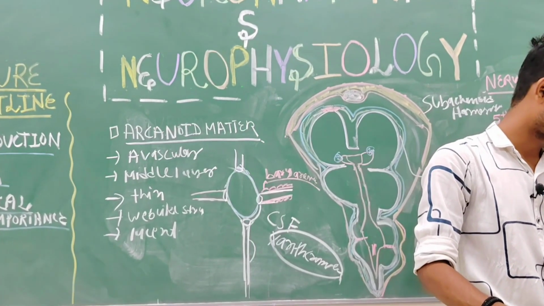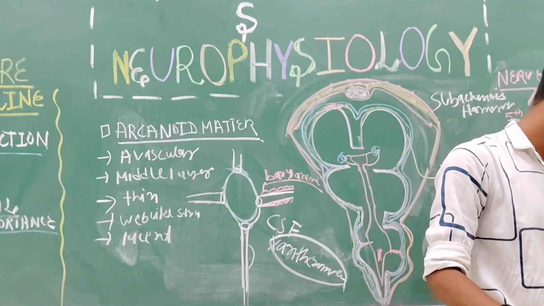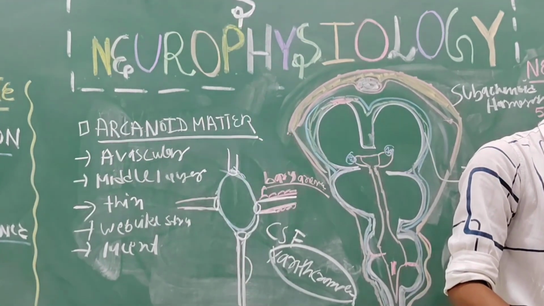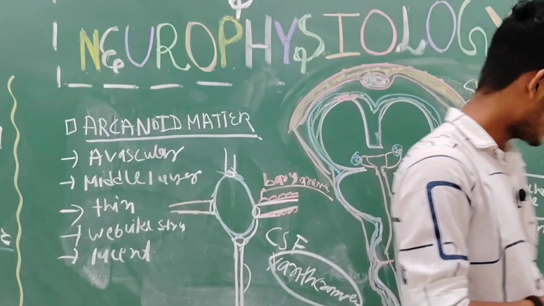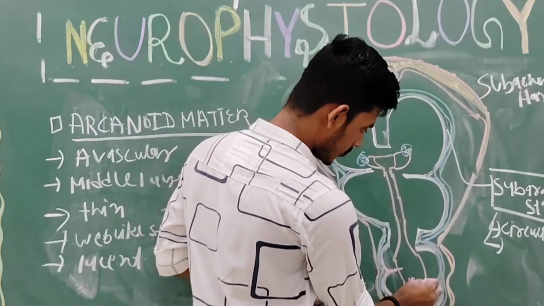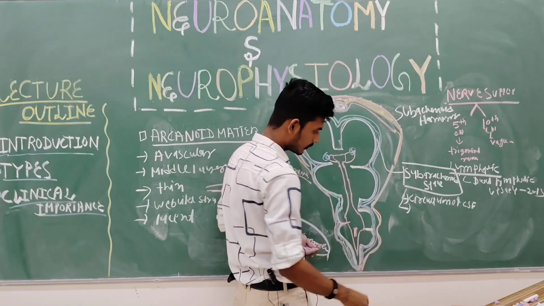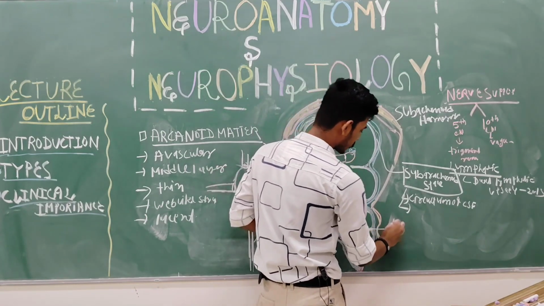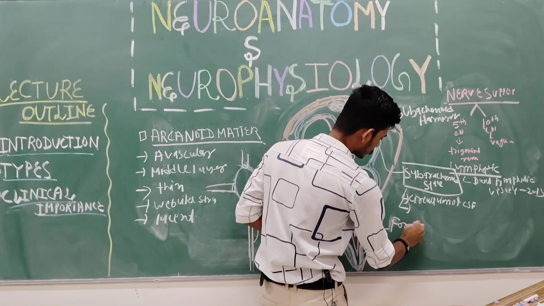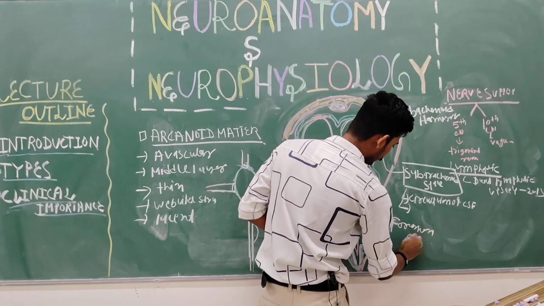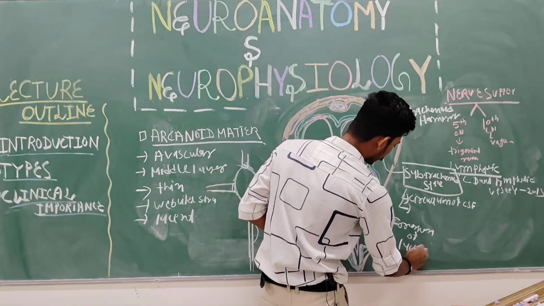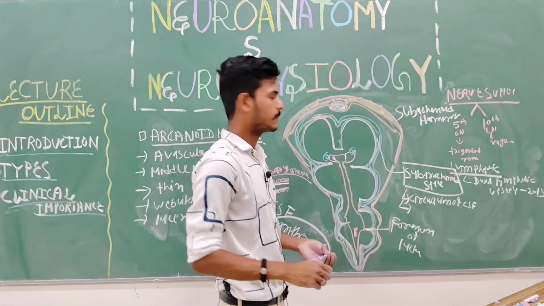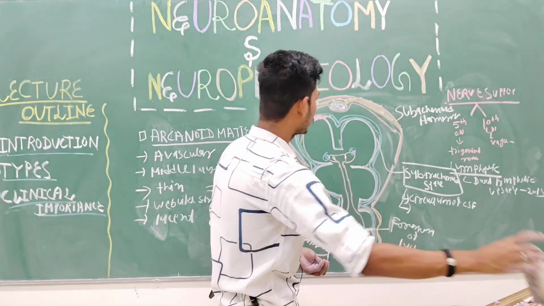Understood? Till here you have any problem? No? Okay, and this is not called the foramen of Monro. The foramen of Monro is present here. This is called the foramen of Luschka, the window via which the CSF from the ventricles goes into the subarachnoid space. Understood?